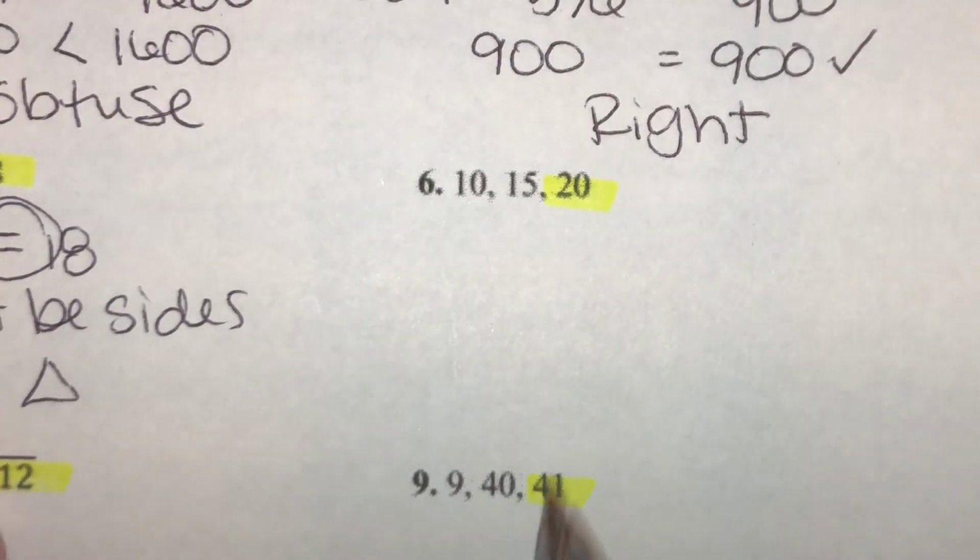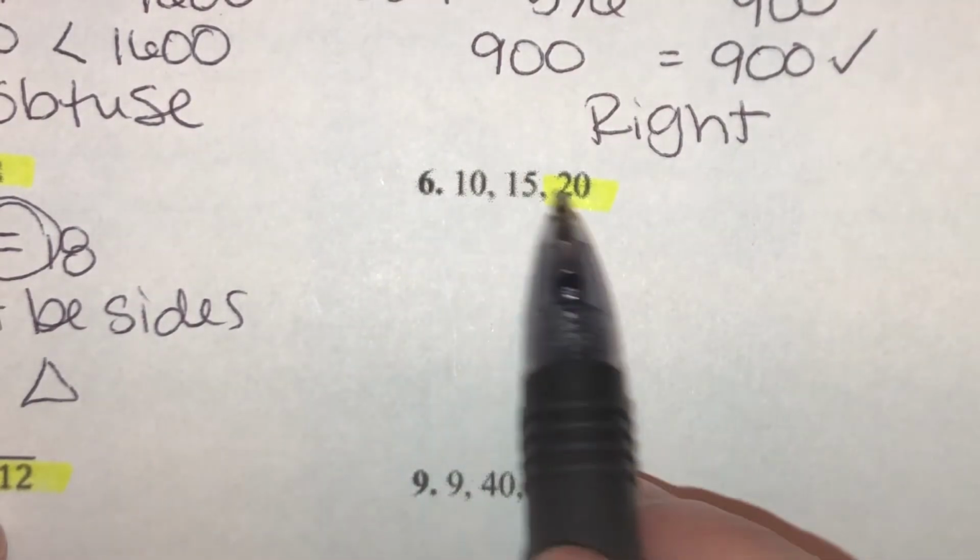Number 6 now. 10 plus 15 is 25. 25 is greater than 20.